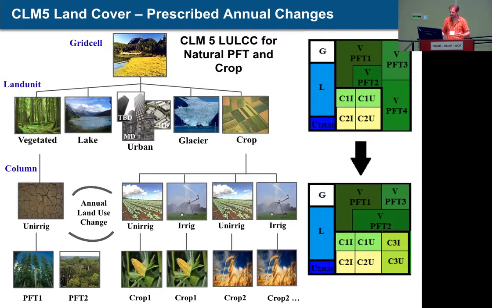And then below the land unit, we have soil columns. And below the soil columns, we have plant functional types and crop functional types. And so every year, we can change the distribution of this hierarchy. And we can change it both at the land unit level, but also at the plant functional type and crop functional type level. We can do things like have the same crop, corn, but change the amount of irrigated versus rain-fed. We can change the amount of fertilizer that's being applied at that level too.